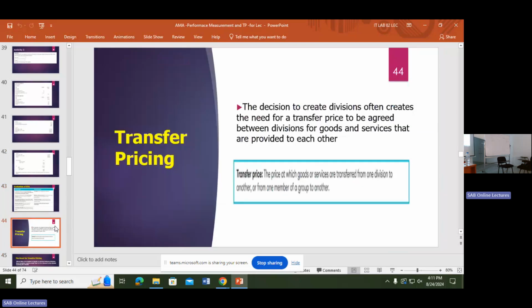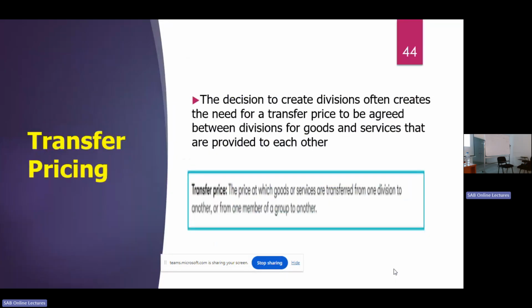We will have some more activities and some decision-making aspects in our future discussion. Some activities I will be discussing regarding this performance measurement in future, right? Especially close to the examination, more examination type questions. So today we are moving to transfer pricing. The next topic is transfer pricing.